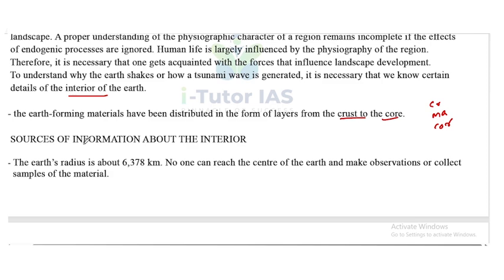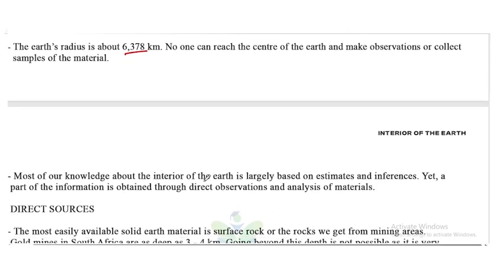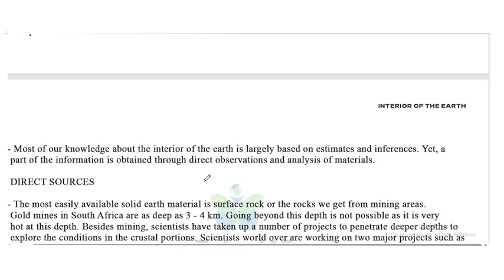The sources of information about the interior. The Earth's radius is about 6,378 km. No one can reach the center of the Earth and make observations or collect samples of the materials. Do you know why? Because there is very much pressure and temperature. Most of our knowledge about the interior of the Earth is largely based on estimates and inference. Yet, a part of information is obtained through direct observation and analysis of the material.